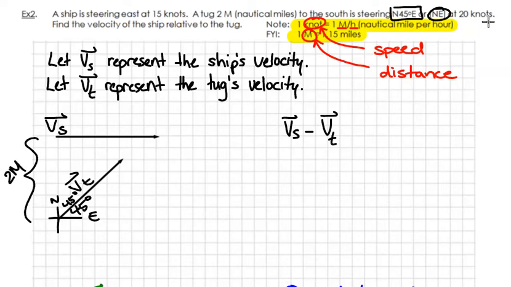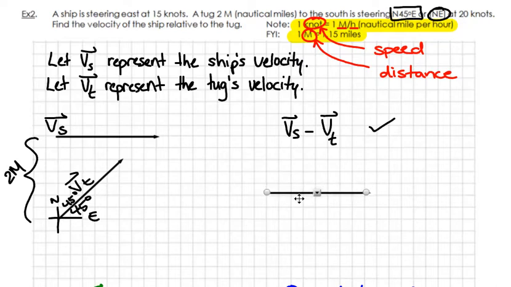All right, let's find the velocity of the ship relative to the tug. Ship relative to tug means ship minus tug. If we want the velocity, we need the speed, and we also need the direction, so we need to find 2 different things. But before that, none of my vectors are really touching each other. So I might want to draw a triangle, just like in the past videos. Start putting our vectors together.